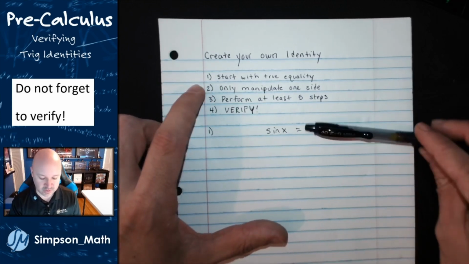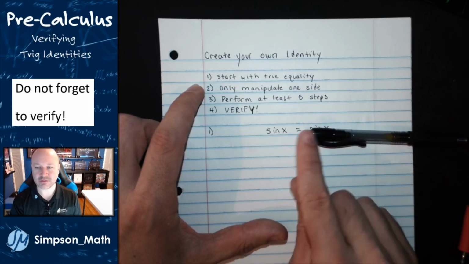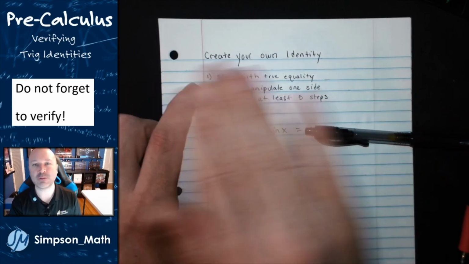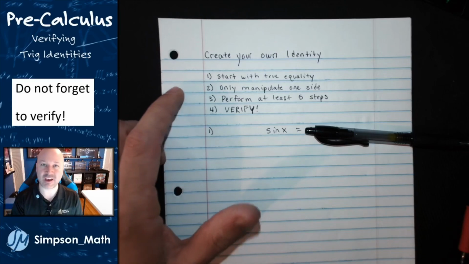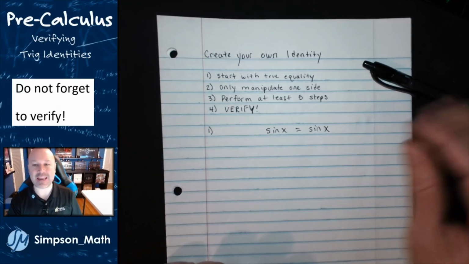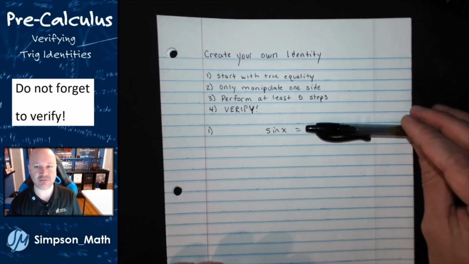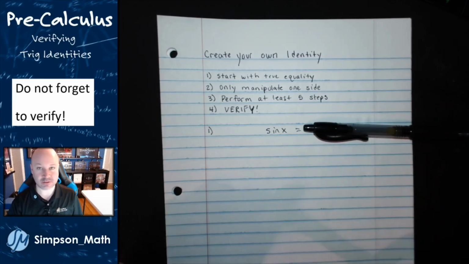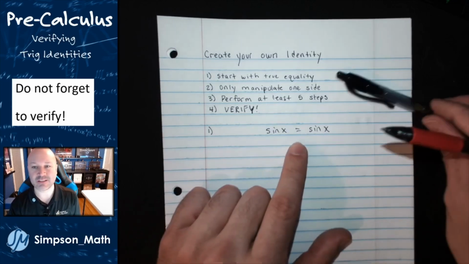Then I'm only going to choose to manipulate one side of the equation. So I can't do things like multiply through by 5. If I wanted 5 sine equals 5 sine, I need to start with that from the get-go. I cannot now manipulate the other side of the equation. If you do that, you're still working on step 1.